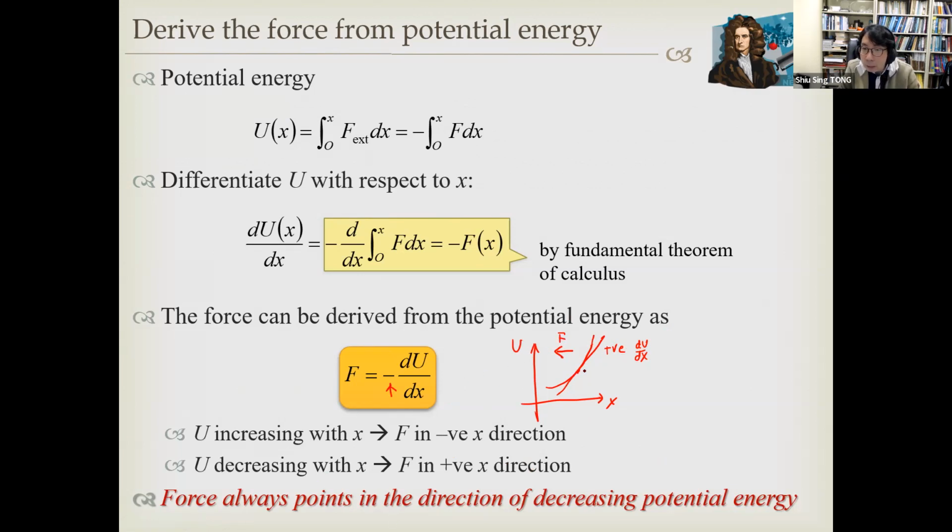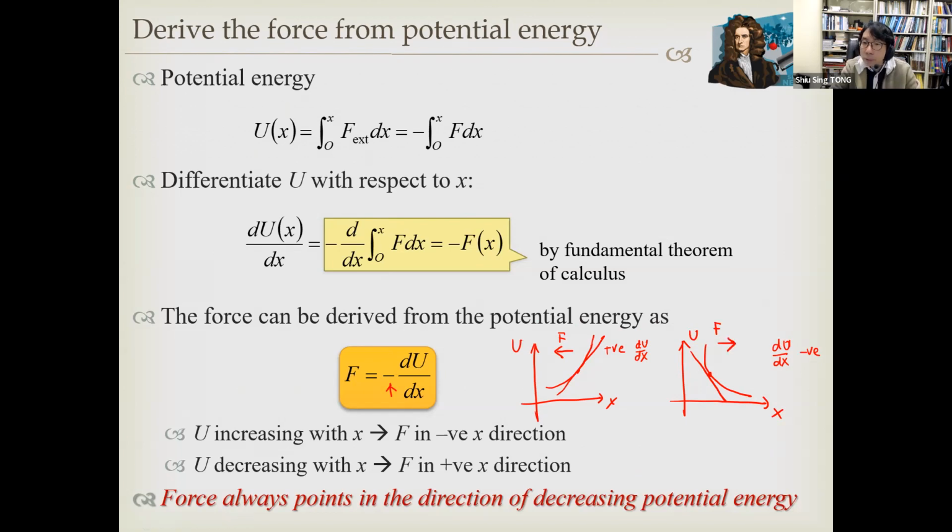On the other hand, if I have a potential energy that decreases with x like this, then I take the derivative, it will be the slope of the tangent. The derivative will be negative because the slope is going down, right? But there's a minus sign before the du/dx to find the force. So the force will become positive. It's going in the positive direction.